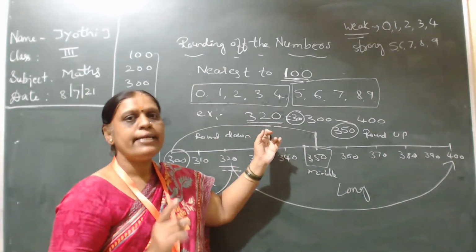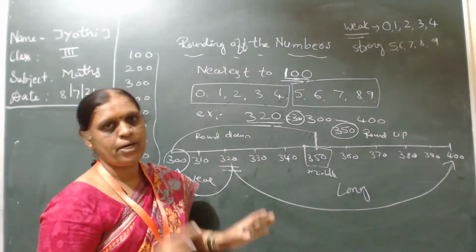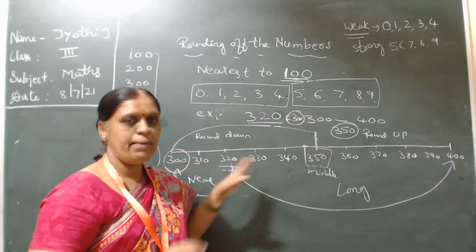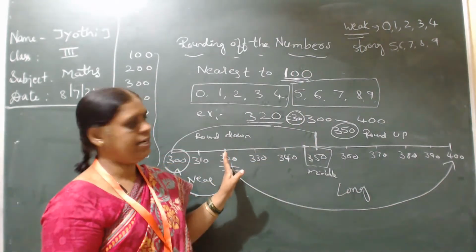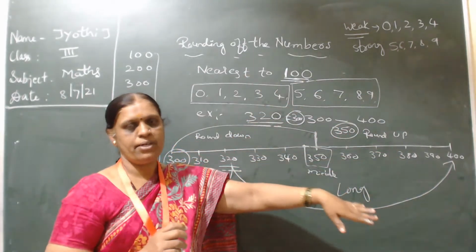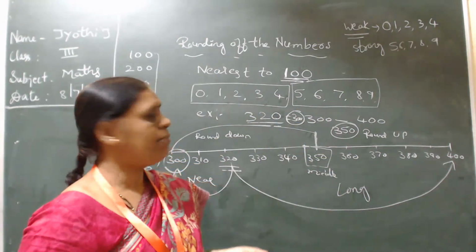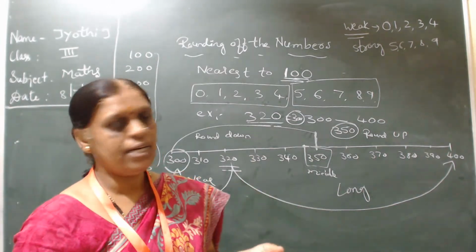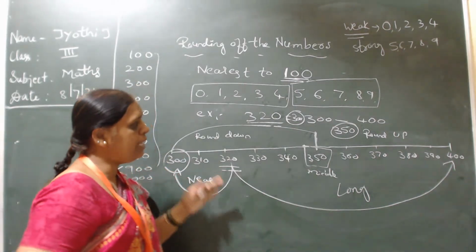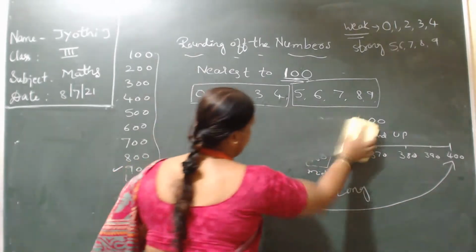The rounding depends upon the tens place. To decide, we have to observe whether the number is weak or strong. Weak means it remains the same tens or hundred. If the number is strong, it will push to the next number and increase the next hundreds. So this is about rounding numbers nearest to 10 and 100. I can give some more numbers so you will understand easily.